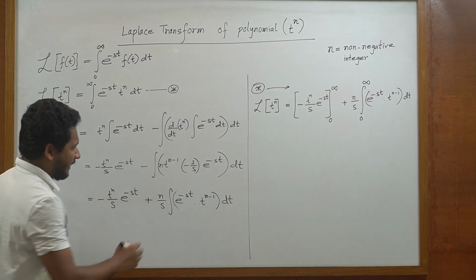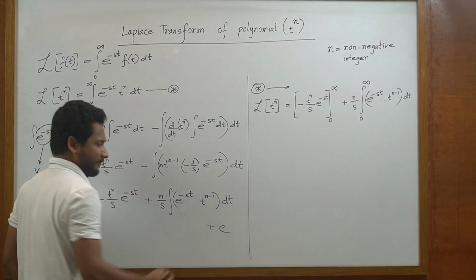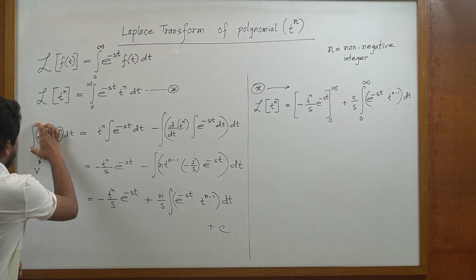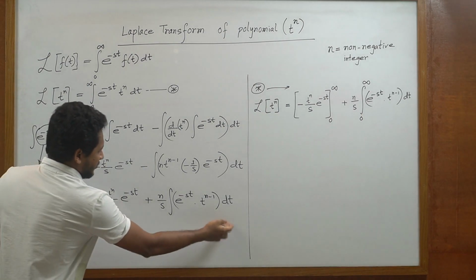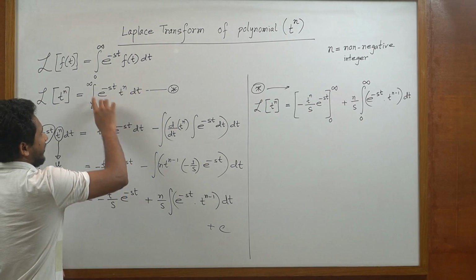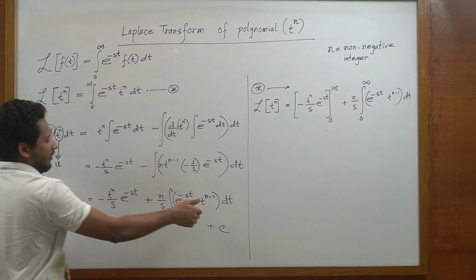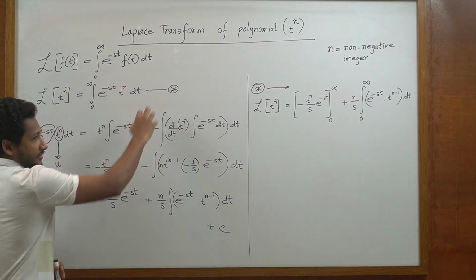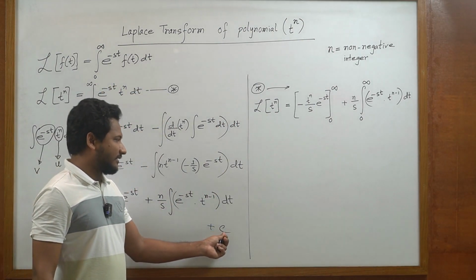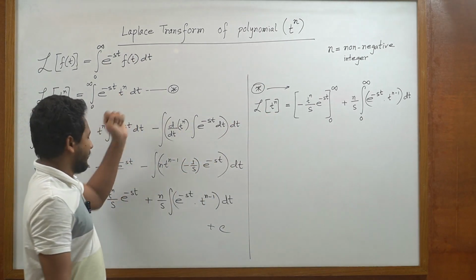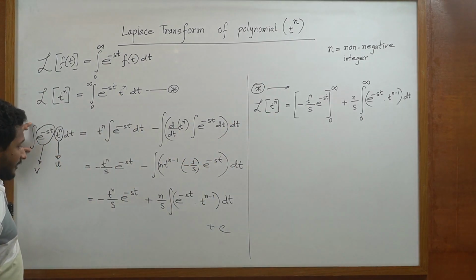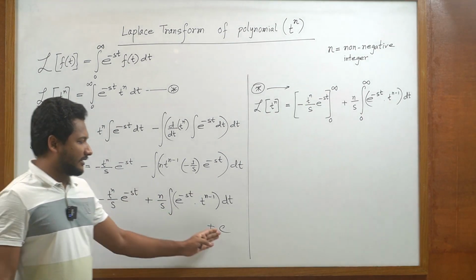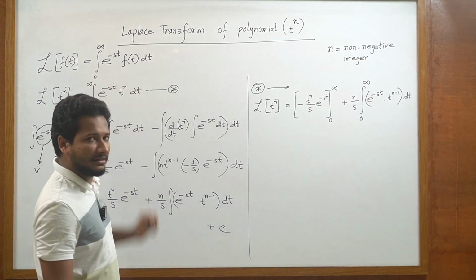We can add a constant here because this integration is indefinite, but this constant has no contribution in this calculation because this is a definite integral. So we will neglect this constant in the star equation. So this constant is negligible here, but in an indefinite integral, a constant is needed. But this constant has no contribution in the star equation.